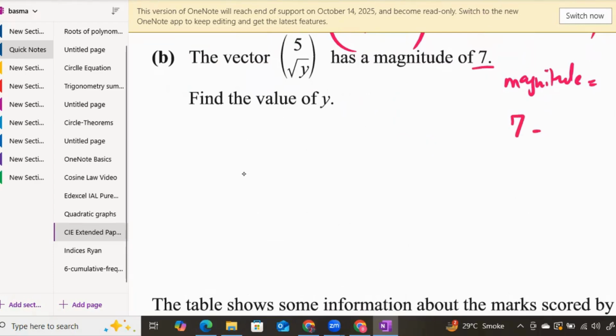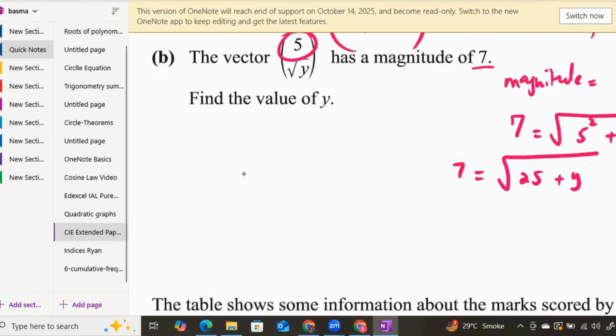So I put 7 here is equal to root x square. What's your x here? Which is 5. So the square of 5 plus y square. What is the y? Root of y. So your y value is root of y, so square. Now simplify. 7 is equal to root. Square of 5 is 25 plus square of square root. Square root and square are gone. So it's just y. Okay.